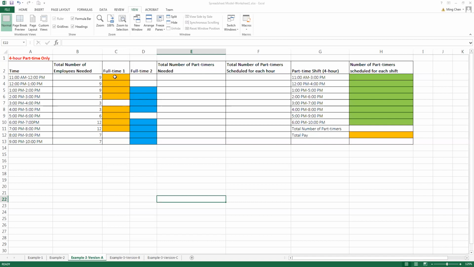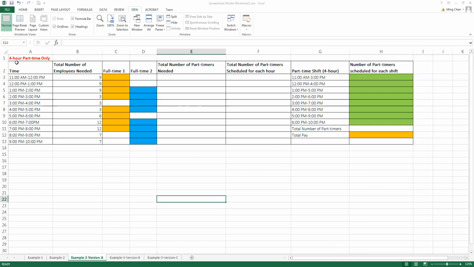So this is always scheduled for full-time employee 1. This is a schedule for full-time employee 2. We don't want to change anything. So the rest will be covered by part-time employees. So for this particular problem, we have to determine how we are going to schedule part-time employees to cover all different time periods.